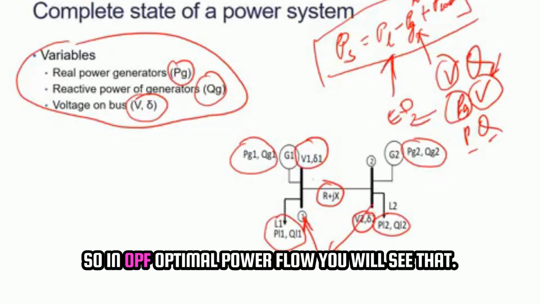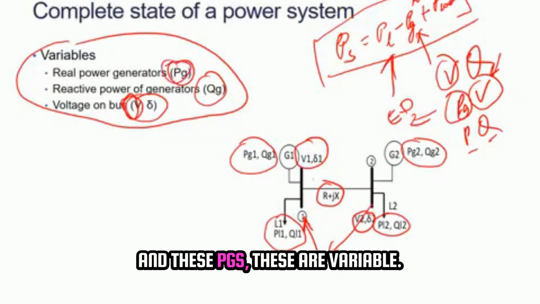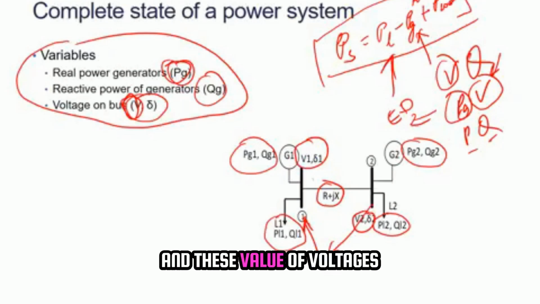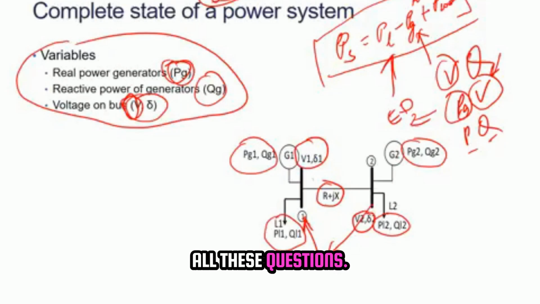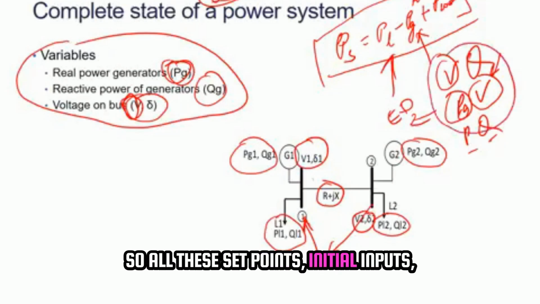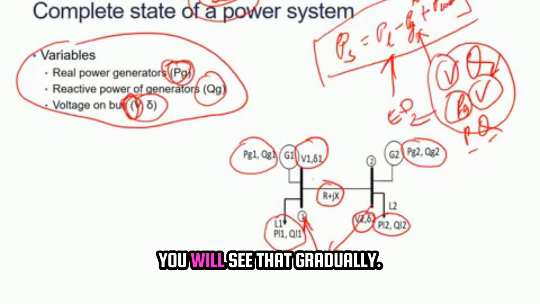So in OPF, optimal power flow, you will see that all these voltages and these PGs are variable, and the values of voltages you actually get from OPF. So OPF is the key for all these questions. All these set points and initial inputs that we give are coming from OPF. You will see that gradually.